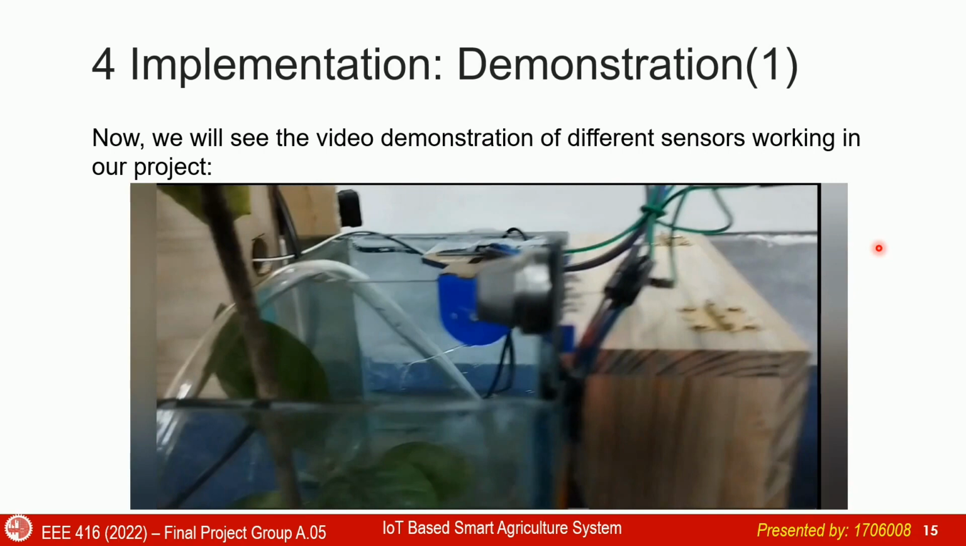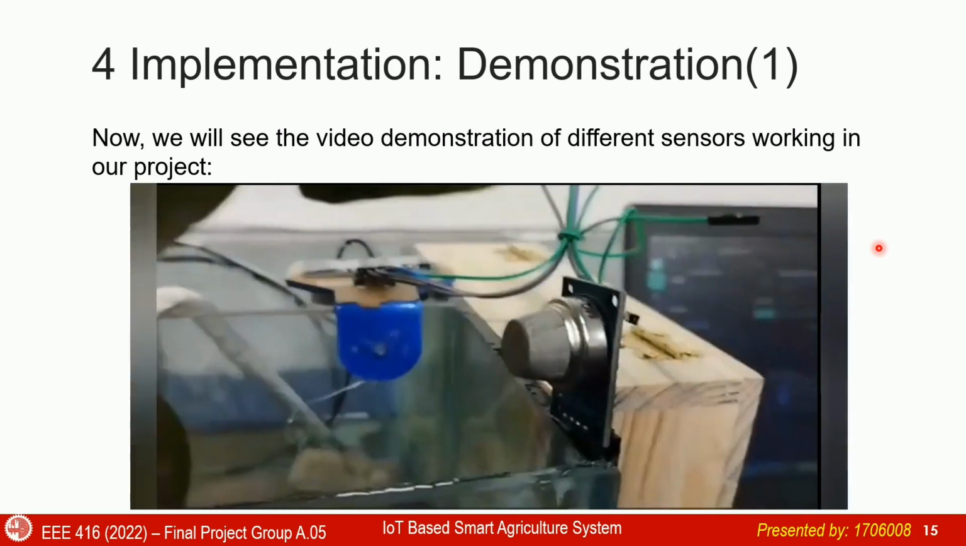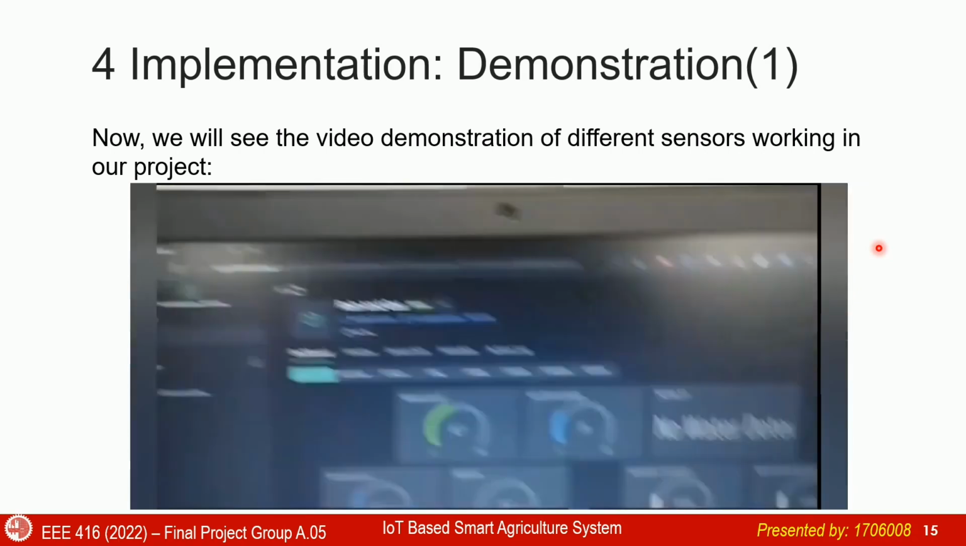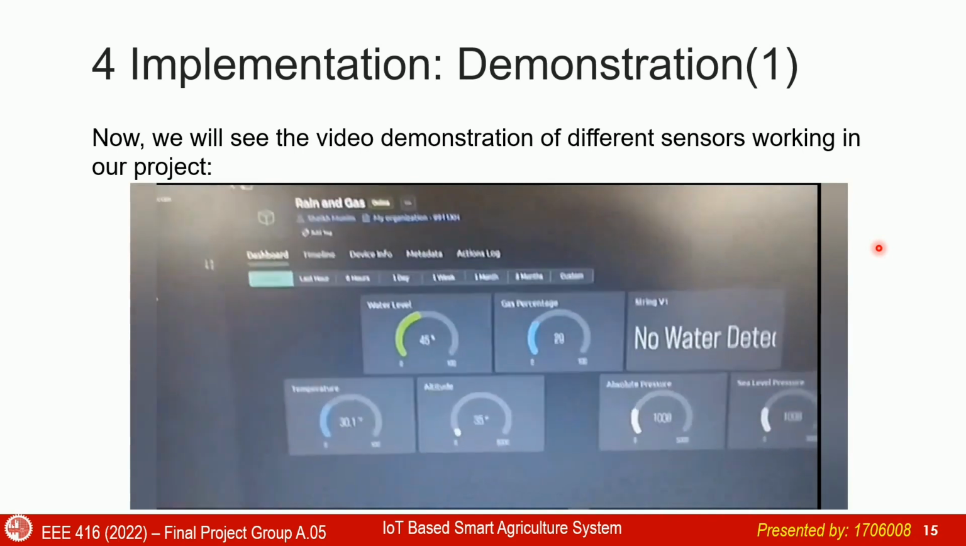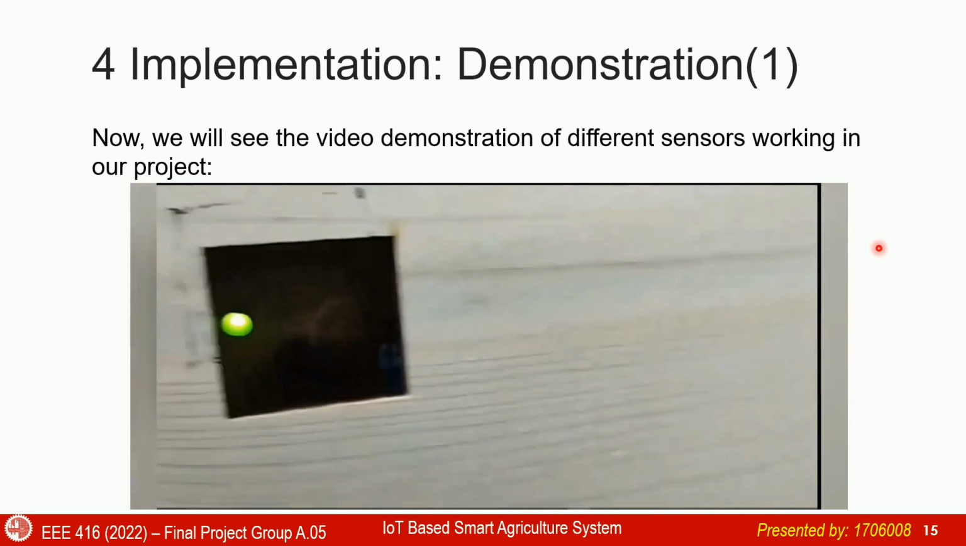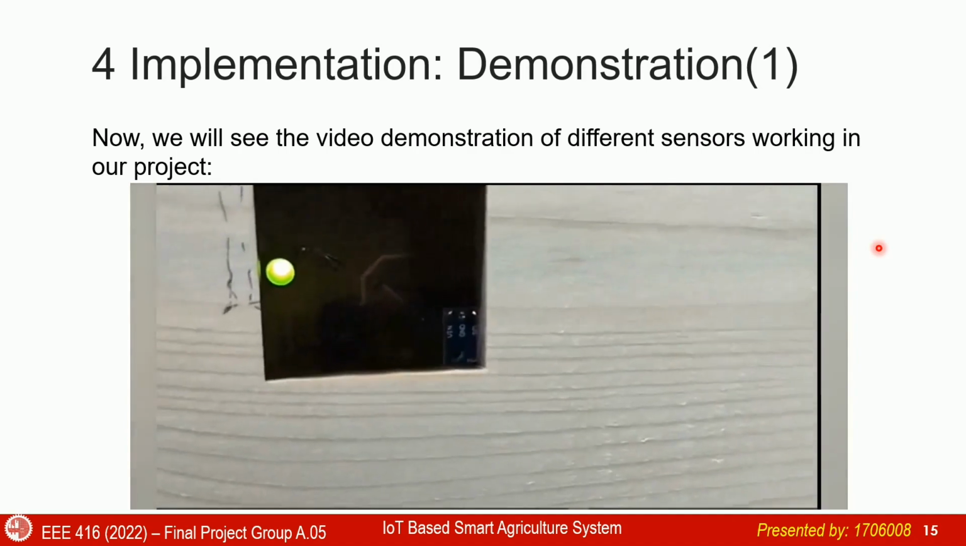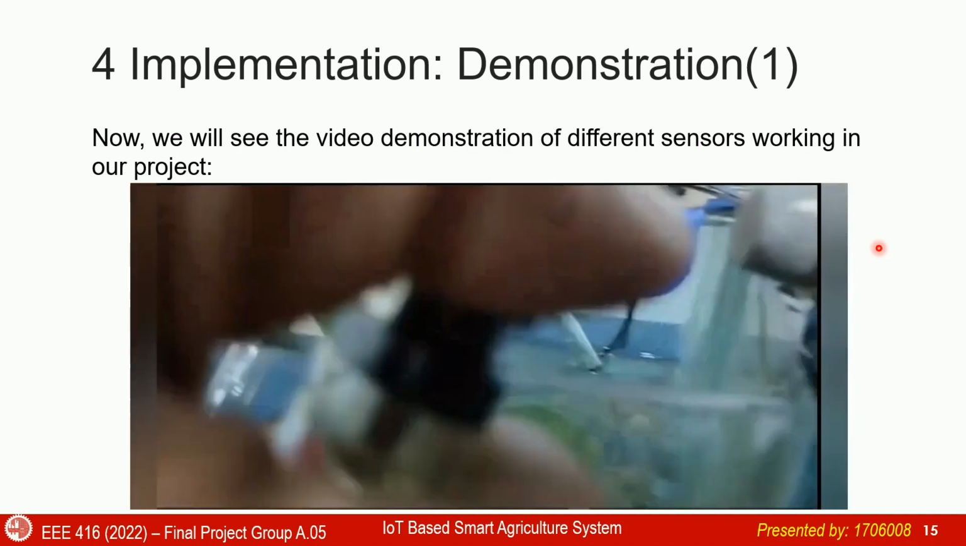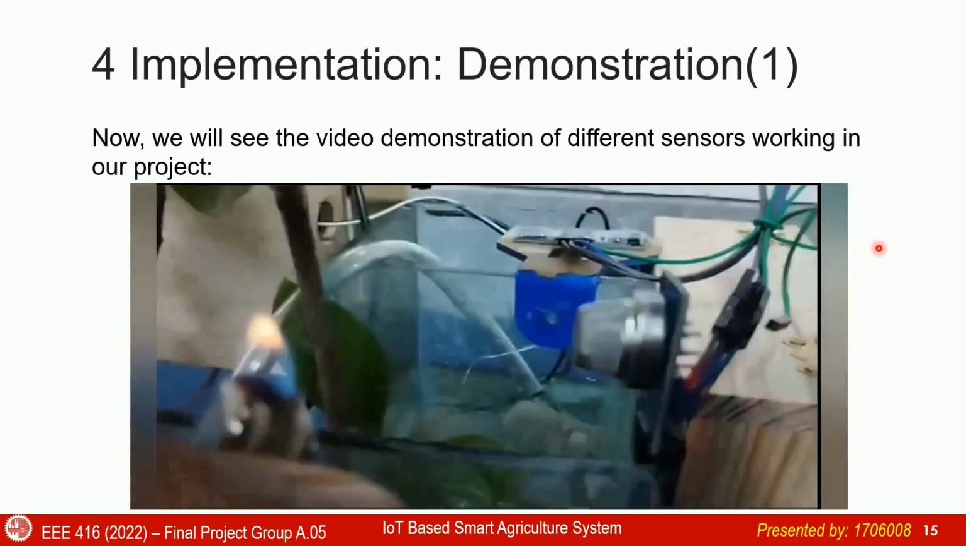Here we can see the MQ135 gas sensor. Here we have mounted the sensor, and in the IO we will see the gas percentage provided by the sensor. Now the gas percentage is under the safe level, that's why the green LED is turned on and no buzzer is running. Now experimentally we will add some gas here by using this lighter.